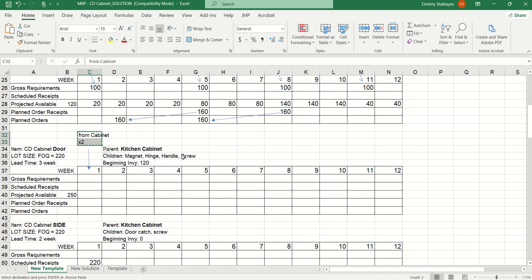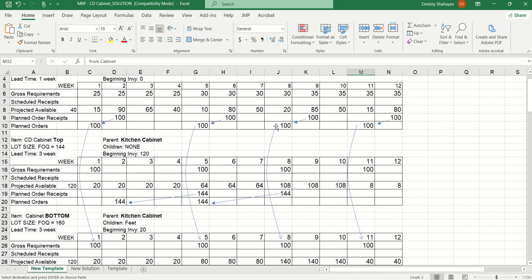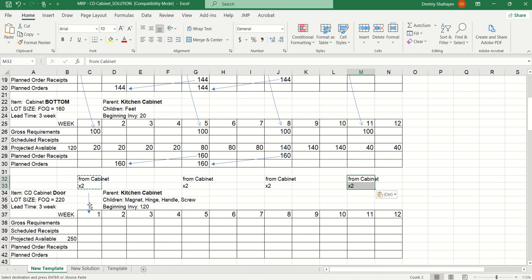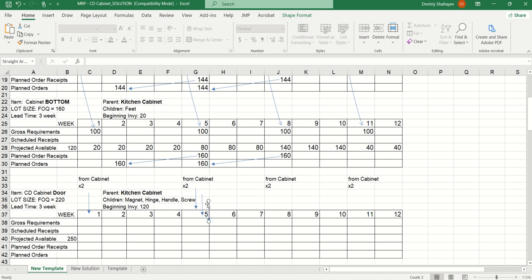And the same exact thing will happen over here, and over here. Why? Because these are the weeks when I scheduled to start working on the cabinets, right? And the arrows I'm also going to replicate. So over here, this one, and this one, okay? So I'm starting on 100 cabinets, that times 2, that gives me 200 doors required in week 1, and 200 in week 5, 8, and also 11. Okay? Make sense?